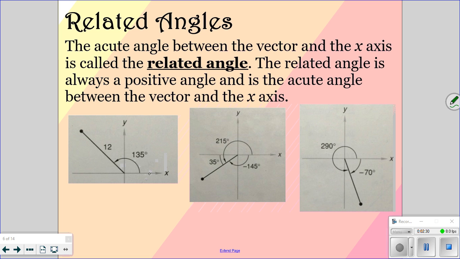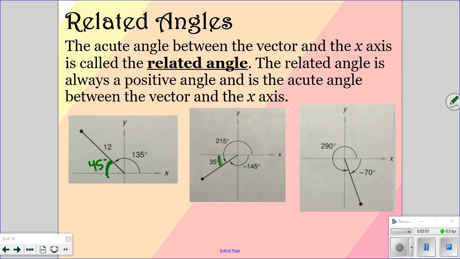This is 135. We're going to go between the vector and the x-axis. So that's going to be right here. And 180 would be this whole line. So if we take out the 135, this other part is going to be 45. So 45 degrees is related to 135. They're called related angles. Over here, this is a 35 degree angle. They already did it for you. So 35 degrees is related to both 215 and negative 145.